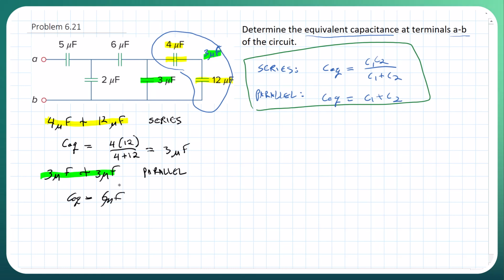Okay, so now I'm not redrawing it, but you can just try to visualize it. So this 3 and 3 is going to give us 6. That 6 microfarad is going to be in series with this 6 microfarad. So I'm going to go ahead and write this down here. So now we got 6 microfarad capacitance, which is going to be in series with the other 6 microfarad capacitance. So we got 6 microfarad and 6 microfarad. These guys are going to be in series.